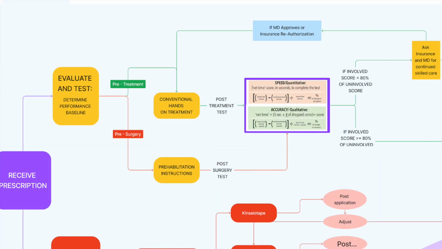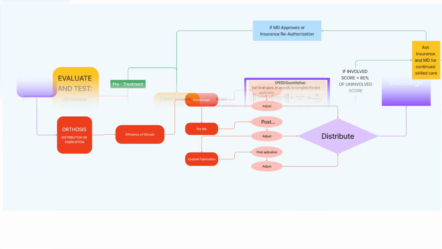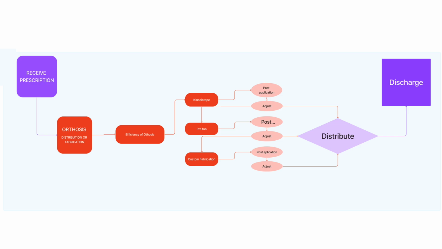On the red line of this flowchart, consider the pre-thumb CMC arthroplasty referral for prehabilitation. It may be helpful to the patient to experience the challenge of the Corbett Targeted Coin Test before surgery, after surgery, and then 3 months post-surgery. In another common scenario, the patient is referred for an orthosis evaluation and distribution. Please follow the red line in the flowchart.